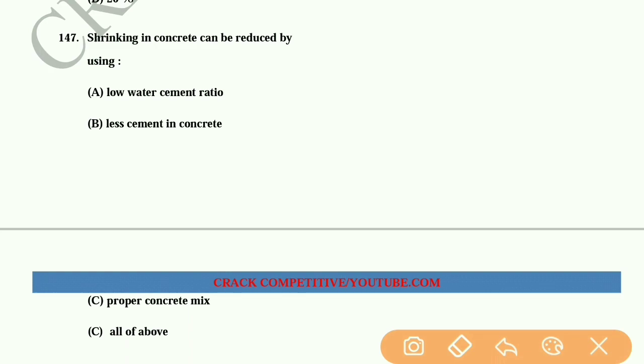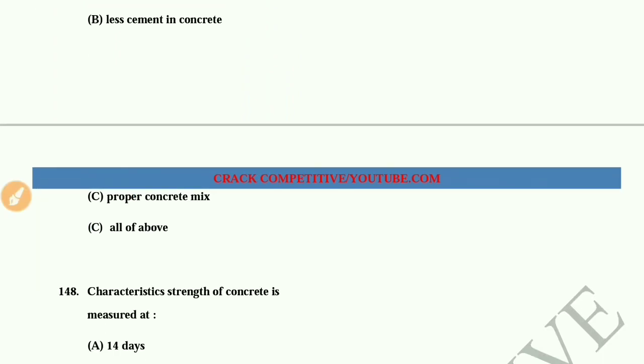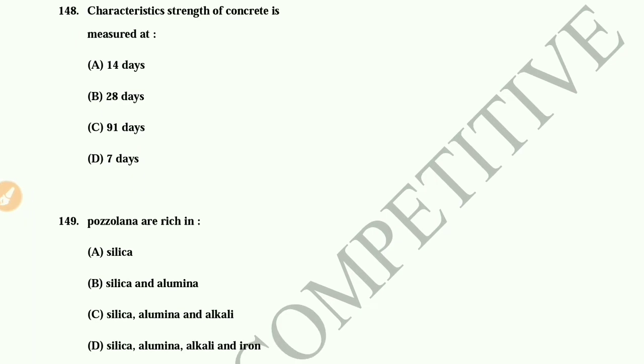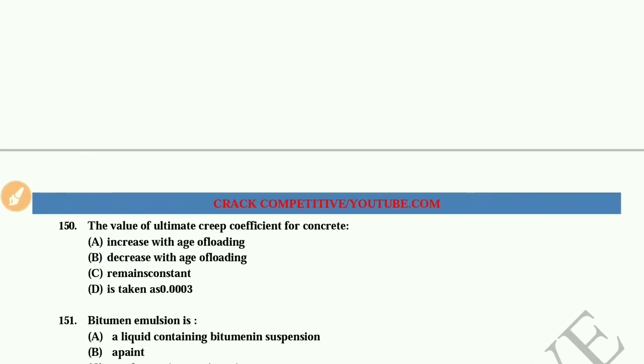Shrinkage in concrete can be reduced by using low water cement ratio, less cement in concrete and proper mix. So option number D, all the above, is right. Characteristic strength of concrete is measured at 28 days. Pozzolana are rich in silica and alumina. The value of ultimate creep coefficient of concrete decreases with its age.